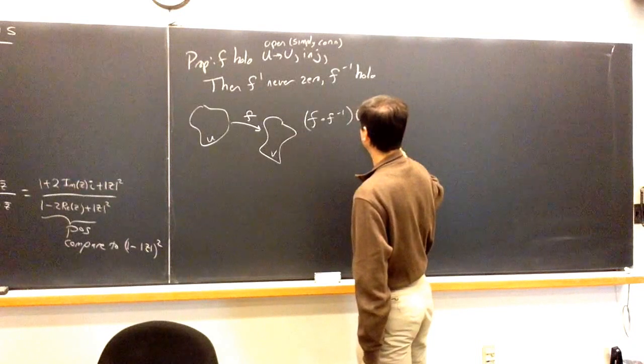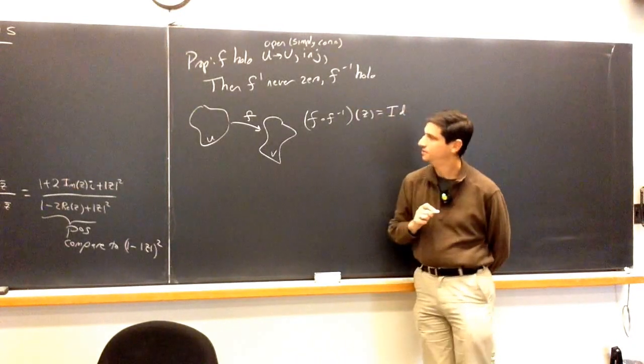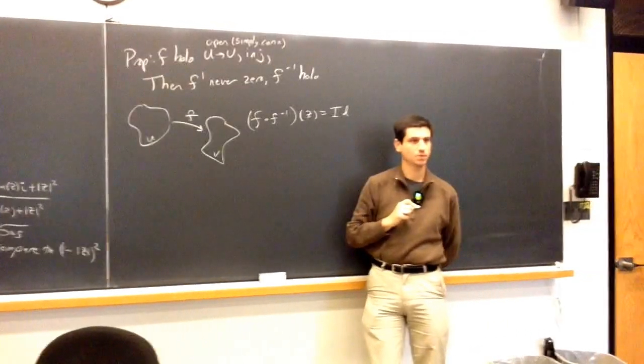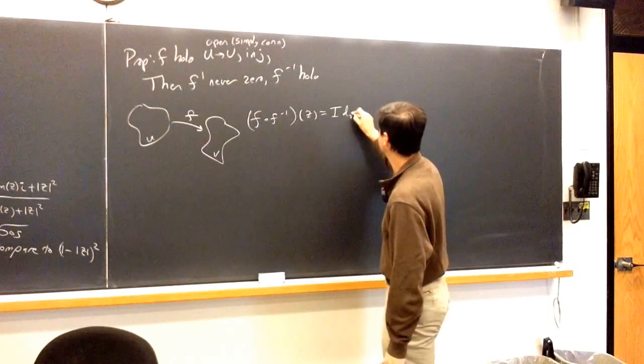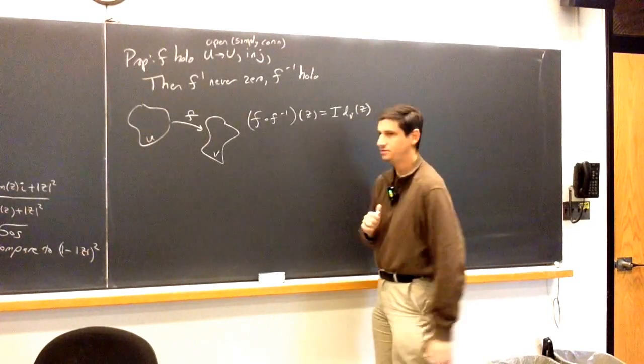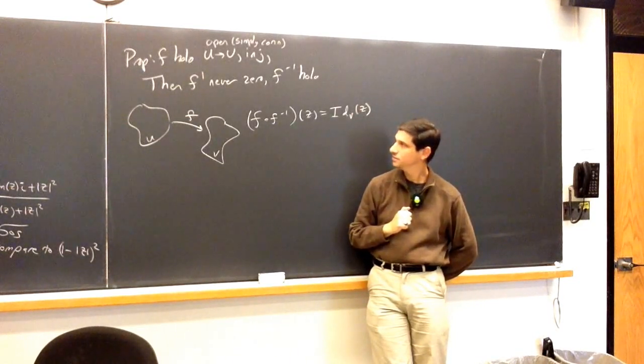You could be even a little bit more specific if you want. Which identity map is it? Where does this identity map live? It's from V to V. So I put identity of V. That way I can just quickly glance down and see where things live. So are we assuming that F is also onto?